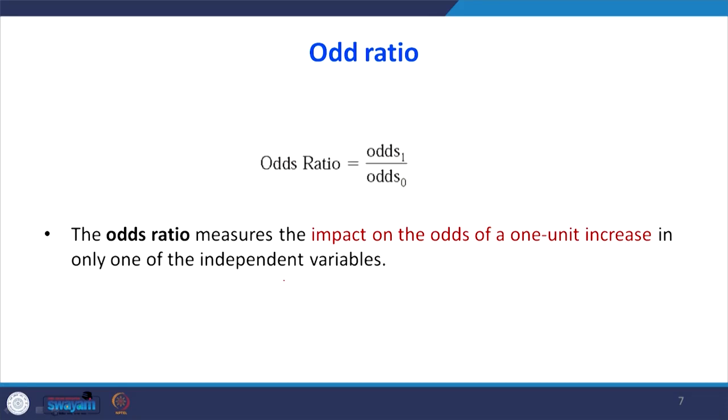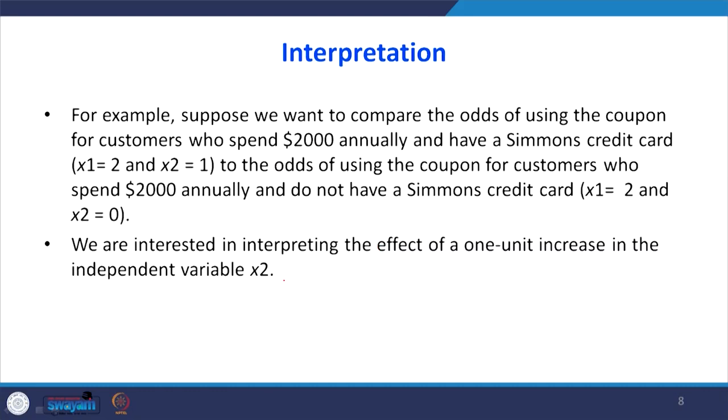So, the odds ratio measures the impact on the odds of a 1 unit increase in only one of the independent variables. This odds ratio will help us to interpret the logistic regression equation: if the independent variable is increased by 1 unit, what is the effect of that on the dependent variable? We will interpret this. What is the interpretation? For example, suppose we want to compare the odds of using the coupon for customers who spend $2,000 annually and have a Siemens credit card, so that is this category, this X1 is 2000 having the credit card, to the odds of the coupon for customers who spend $2,000 annually and do not have the Siemens credit card.